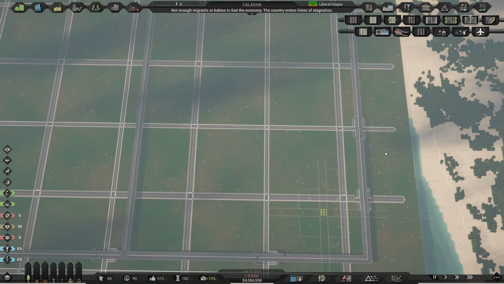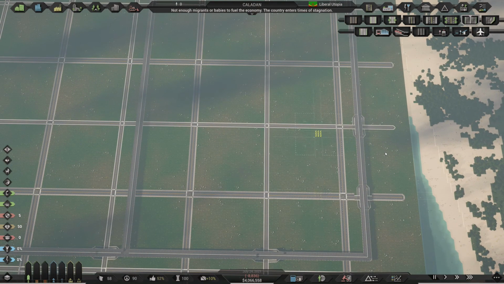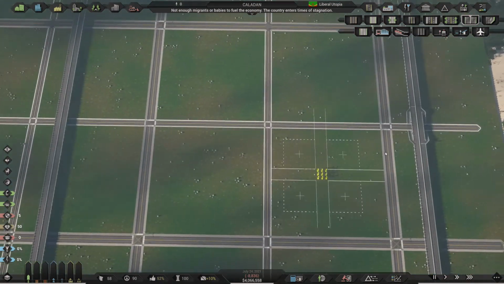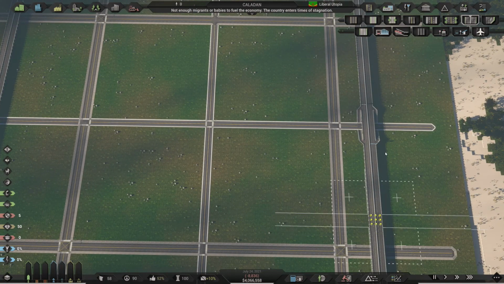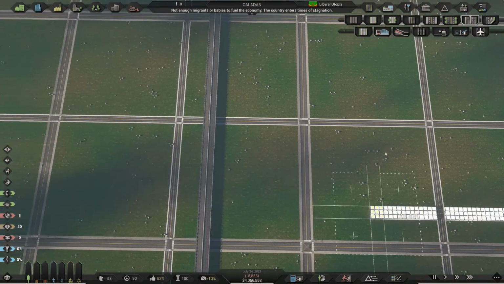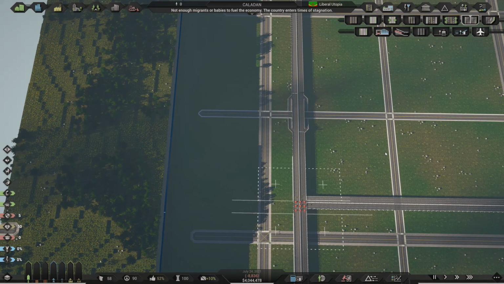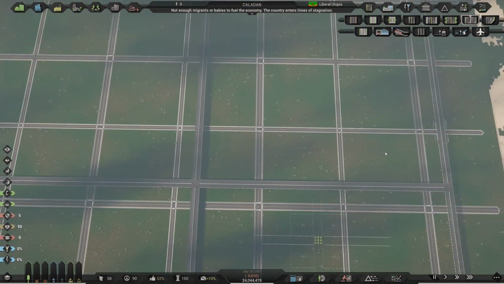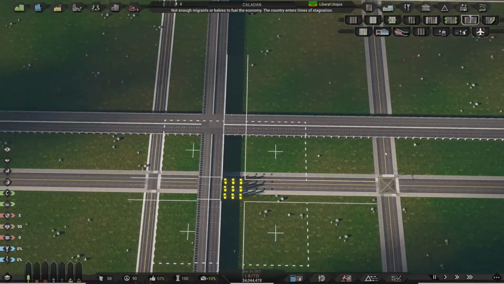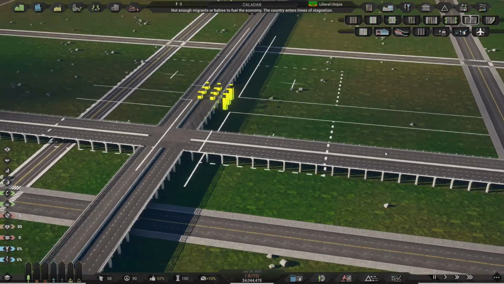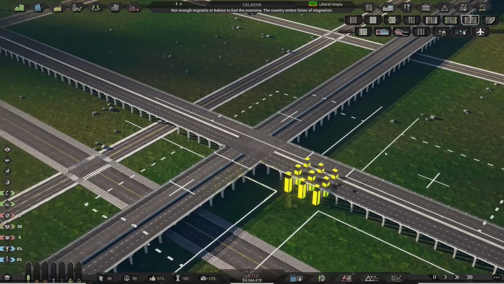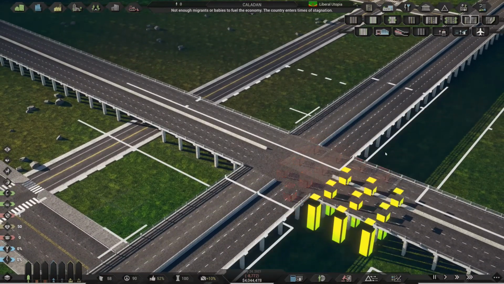Now I'm going to come up here and go 1, 2, 3. Same thing. I'm going to connect this highway this way. Whoop. There we go. Now it connects. Now, here's something kind of interesting. Look how it connects the highways.